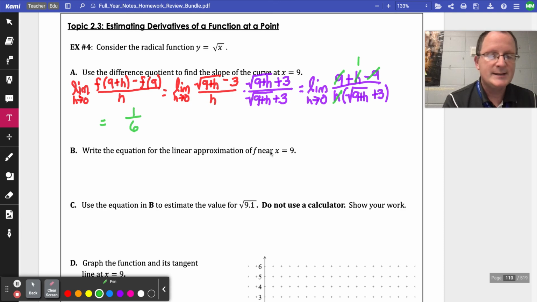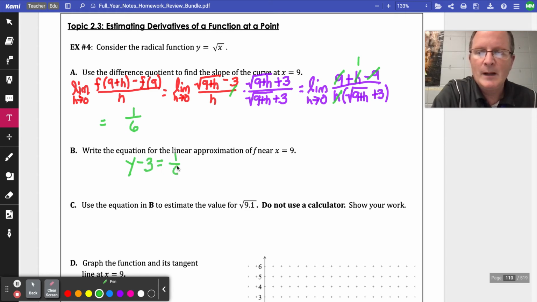All right, and so then the equation for the linear approximation of f near x equals 9 is going to be the equation of the tangent line when x equals 9. When x equals 9, y is equal to 3. So I'll have y minus 3 equals 1/6 of x minus 9.